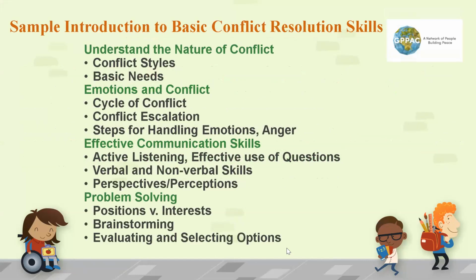So when we're looking at the skills, and we're going to have an opportunity to take a look too at social emotional learning, the conflict resolution skills generally are taught and they build upon each other. So just like math, we add and subtract before we learn to multiply and divide. And in this case, we have a series where we look at understanding the nature of conflict first, and you'll see some of the core skills and concepts. Then emotions in conflict and effective communication skills, and then finally problem solving. After that is when we teach some of the formal models of conflict resolution like mediation or restorative justice practices.